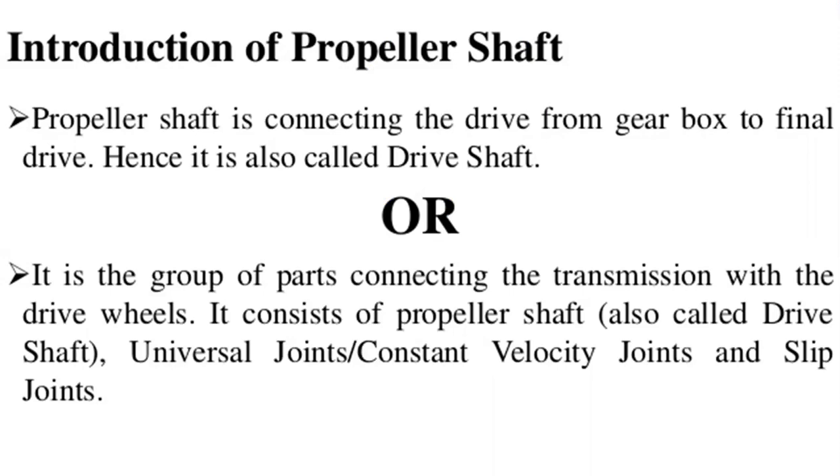The propeller shaft connects the drive from the gearbox to the final drive, hence it is also called the drive shaft. The propeller shaft is connected through the gearbox, and the gearbox is connected through the connecting rod. The connecting rod is connected through a universal joint, and the propeller shaft is fixed on that universal joint. Hence it is also called the drive shaft.